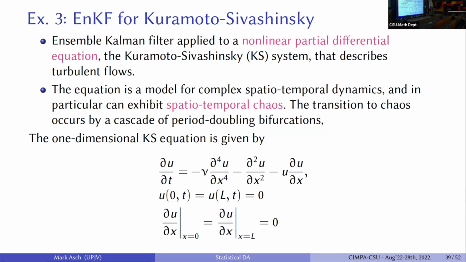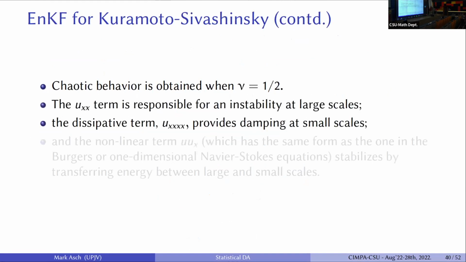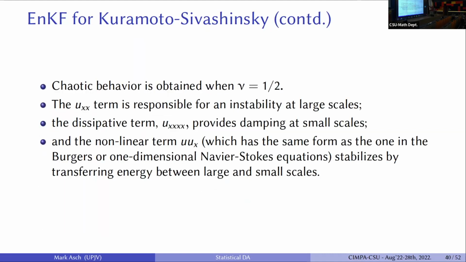What's amazing is that one can set up an ensemble Kalman filter for this. Okay, sorry, let me go back then. Chaotic behavior is obtained for a certain value of nu. It's like the Lorenz system for certain parameter values. It exhibits chaos. The u_xx term gives instability at large scales. The dissipative term damps at small scales, and the nonlinear term, it's exactly the same one we find in Burgers or in the one-dimensional Navier-Stokes. It transfers energy between large and small scales. It's a very, very complex model which captures a lot of physics, which is used mostly in turbulence modeling.